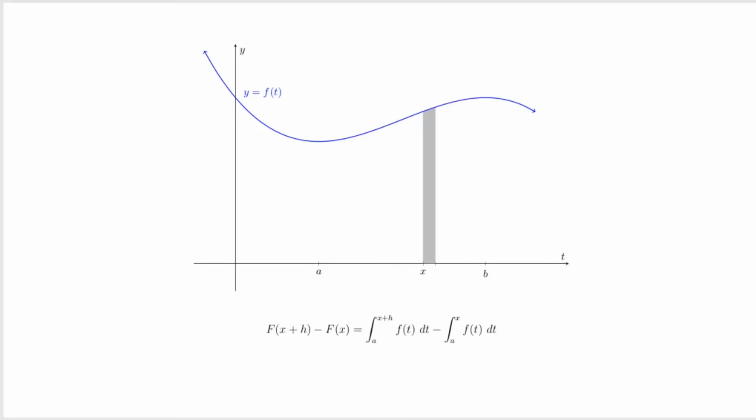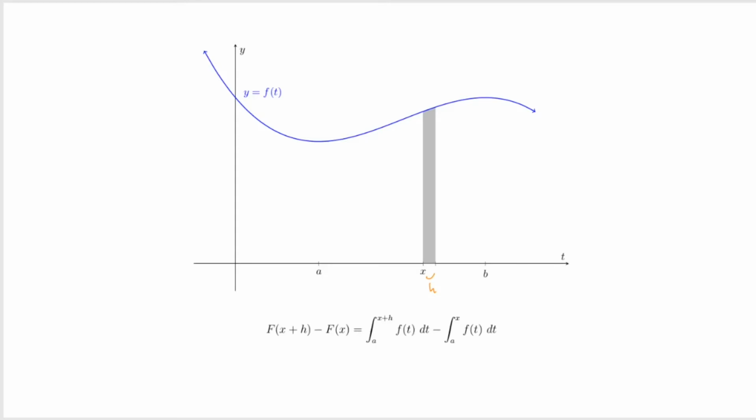Okay, here's where the fun begins. Let h be some small value, like for example the distance from here to there, call that h, and consider capital F of x plus h. That's the area under the curve from a to x plus h. And subtract capital F of x, the area under the curve from a to x, and what you get is the shaded region that we have here.